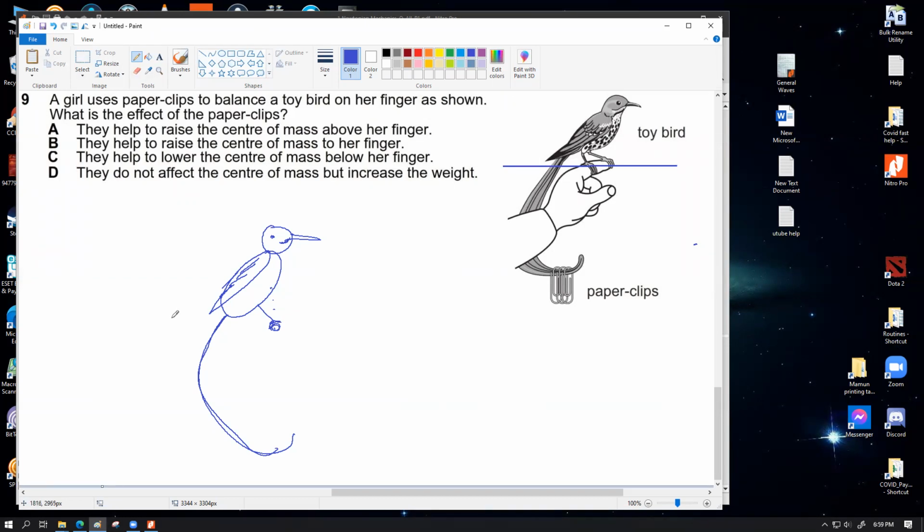To have it balance, we would appreciate if the COG of this whole bird falls below my finger, or below the support center. For example, if the COG is over here, what's going to happen? The weight of the bird is going to apply force downwards, and my finger is going to pull it upwards, and these two forces are going to pull apart in opposite directions, which can keep the bird stationary like that.